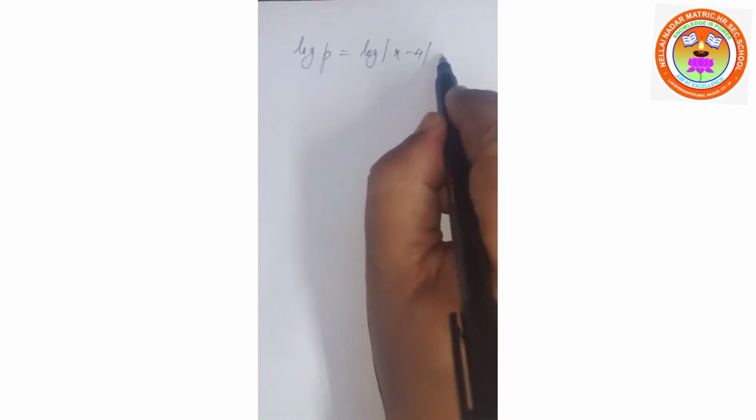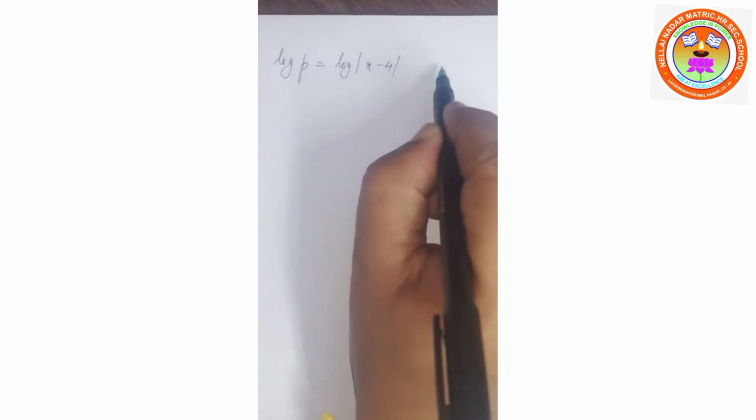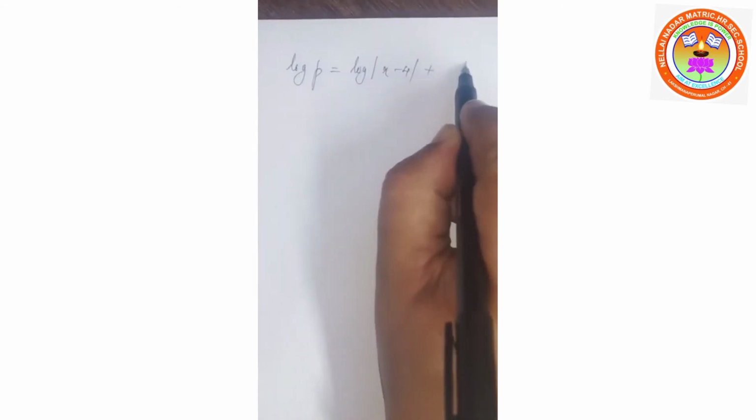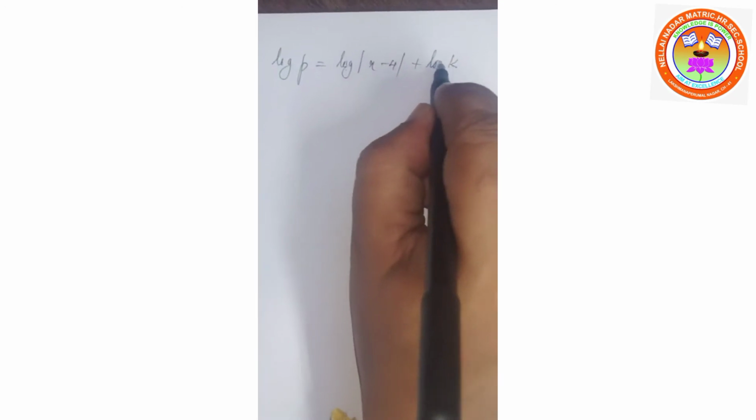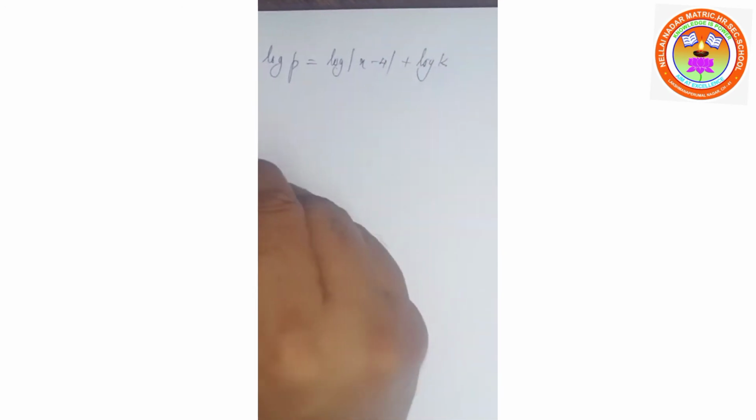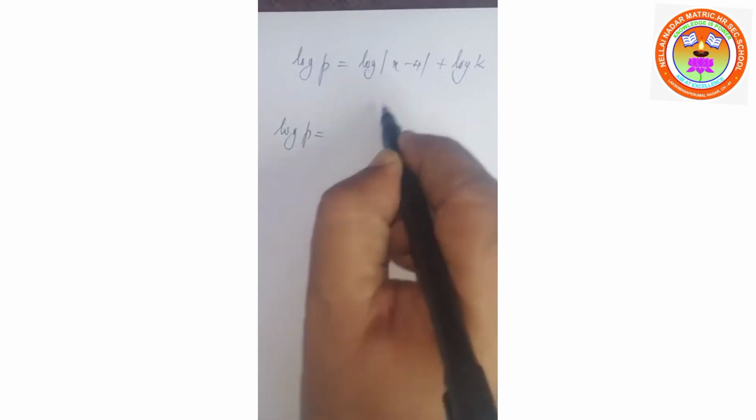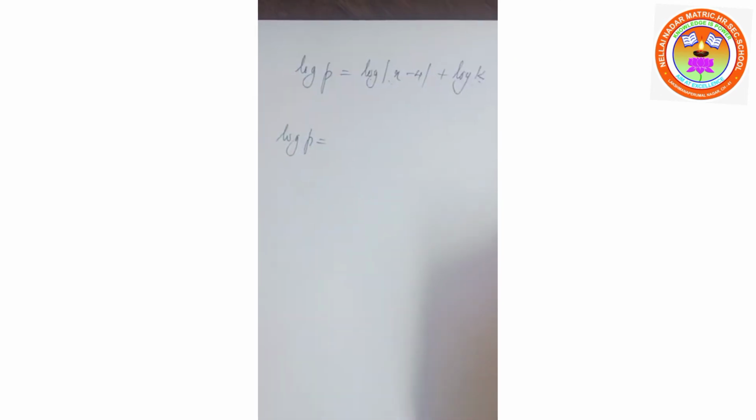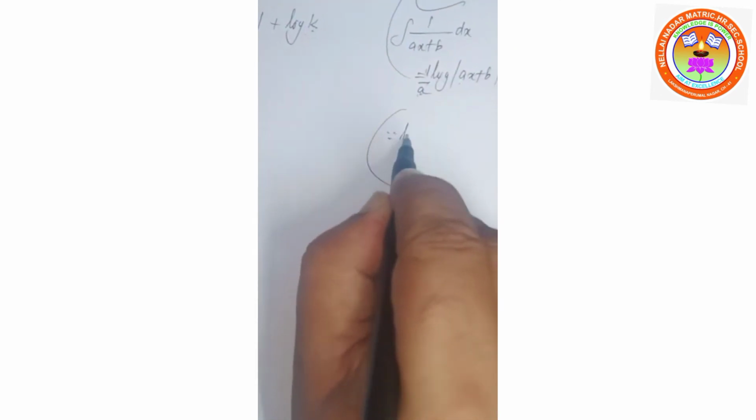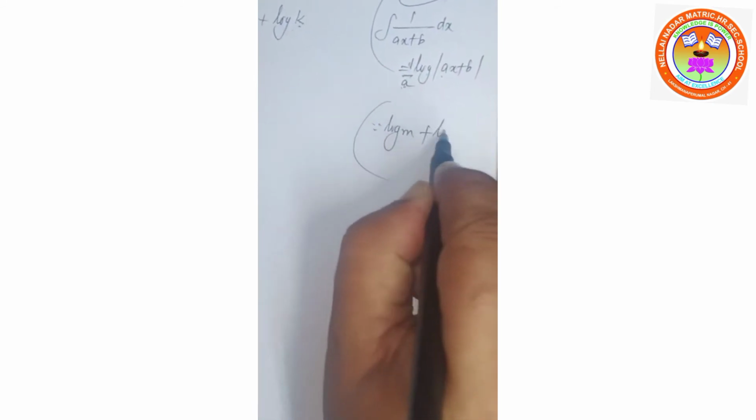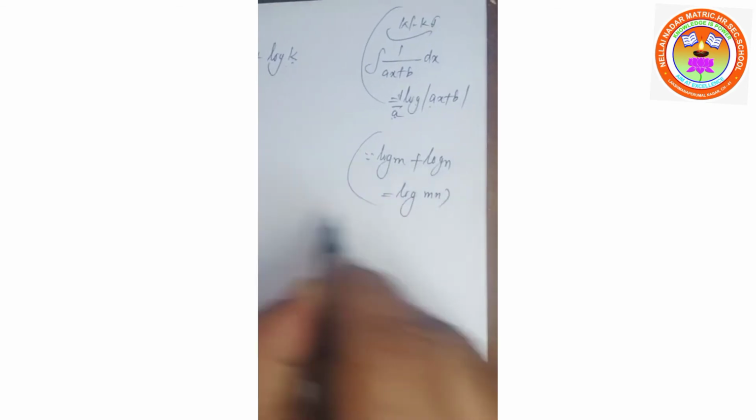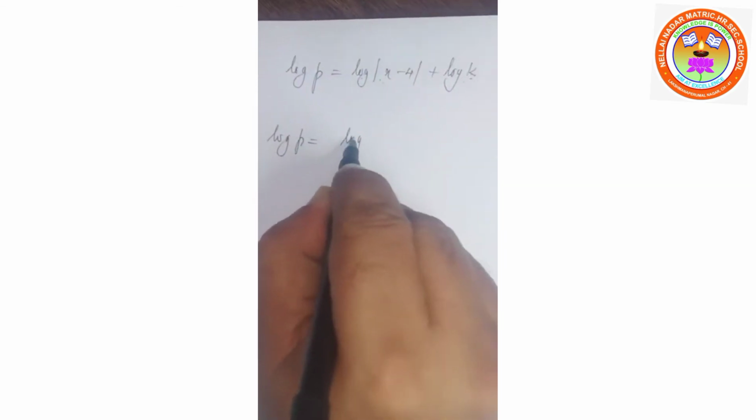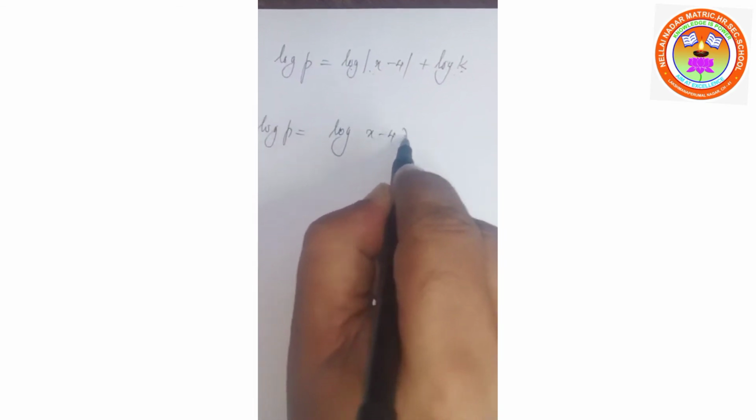Integration is over. You have to introduce the constant. In general, we are introducing c. Here you can introduce k, but here log, there also log. So instead of k, you can introduce log k. So log p, that is equal to, what form it is? Log m plus log n, that is equal to log mn. Therefore, this can be written as log of x minus 4 into k.